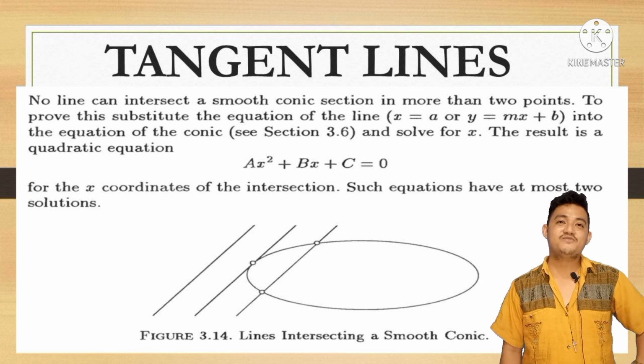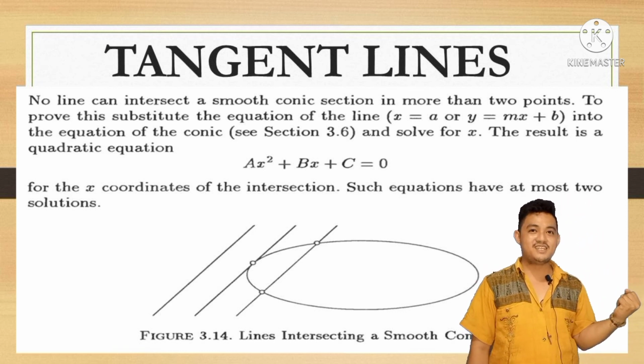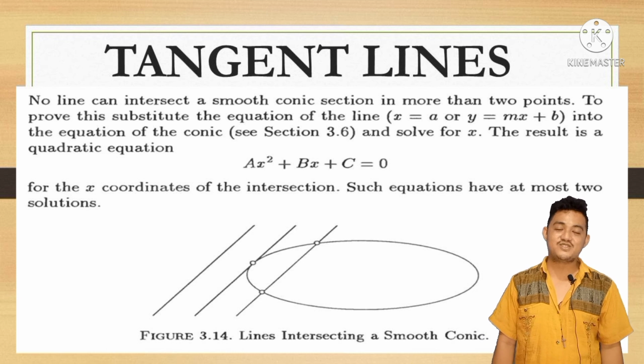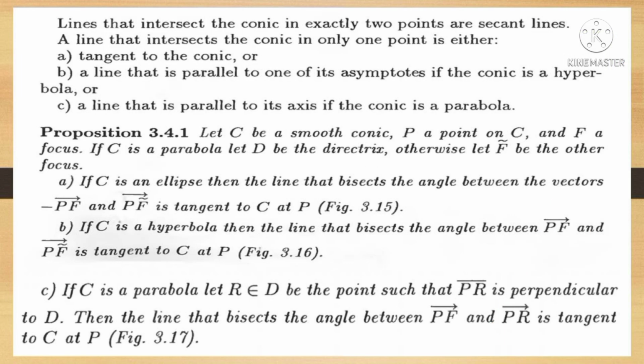As you have observed in the figure of 3.14, lines intersect a conic at most twice. Lines that intersect the conic at exactly 2 points are secant lines. A line that intersects the conic in only 1 point is either A, tangent to the conic, or B, a line that is parallel to one of its asymptotes if the conic is a hyperbola, or C, a line that is parallel to its axis if the conic is a parabola.